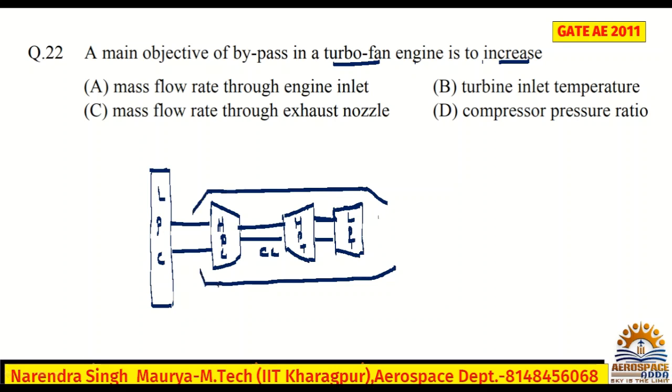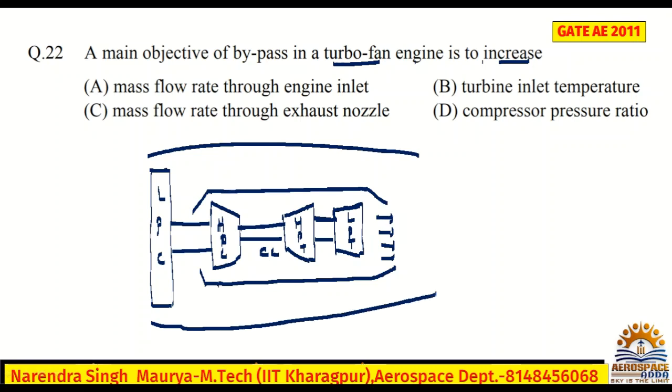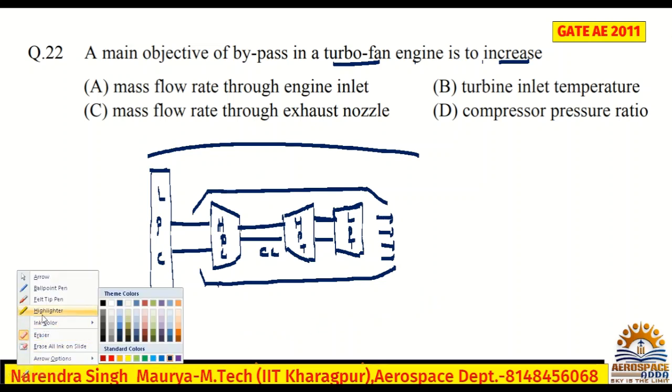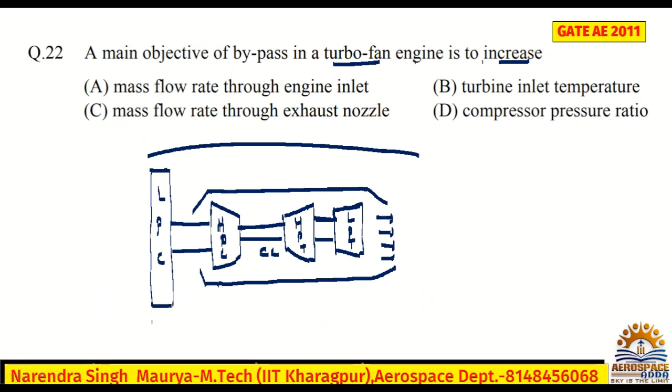All right, here we have an exit of air, and we have a cowling here. This is called the cowling. So inside the cowling, we have a fan. So what is the work of this fan?